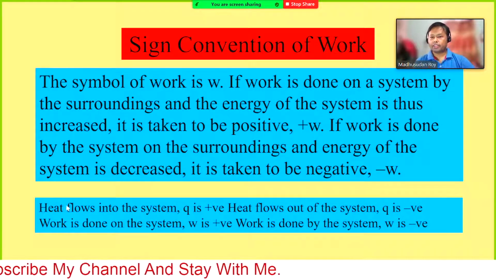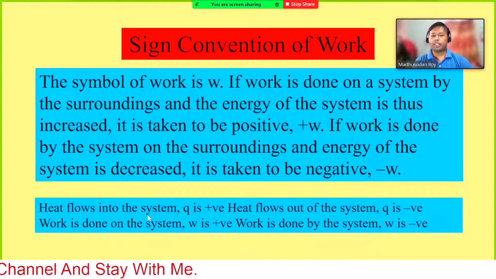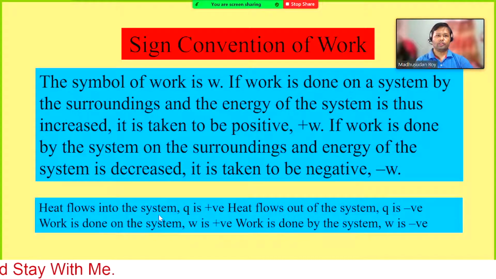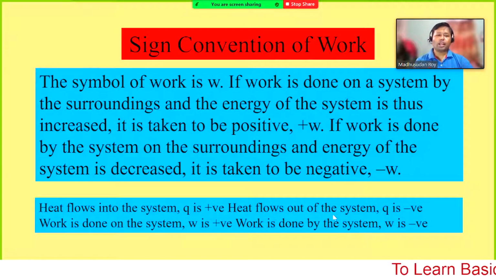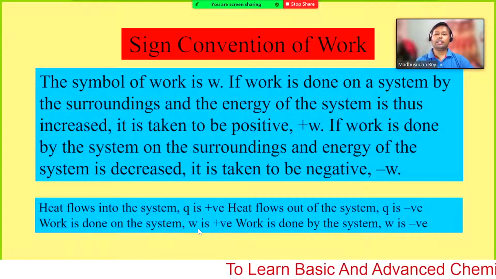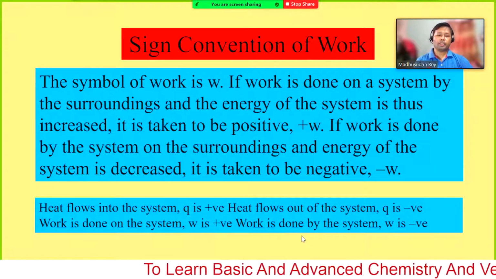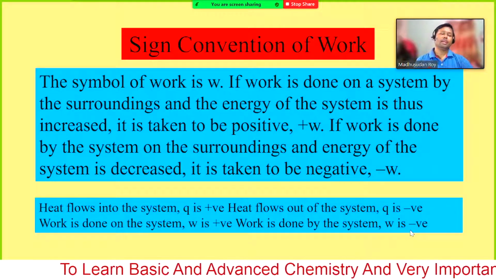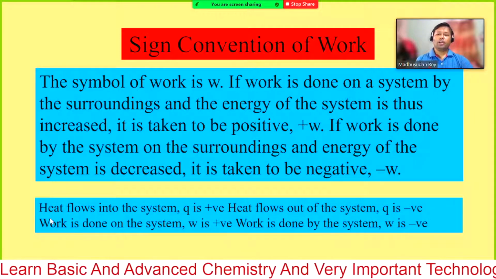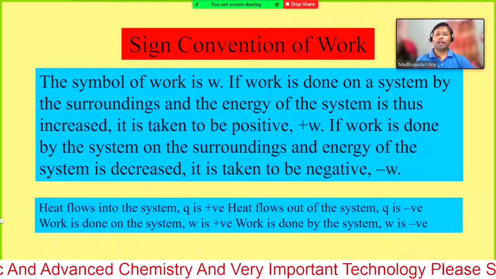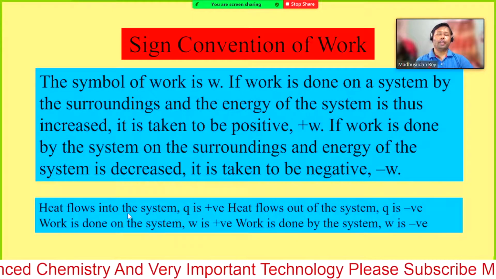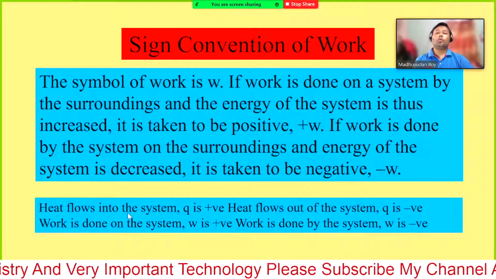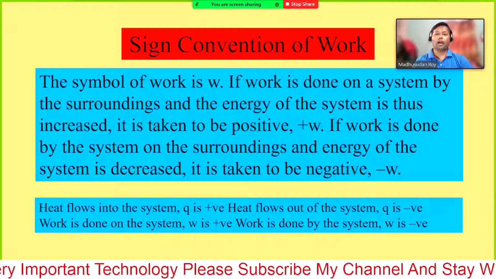Okay, just remember, heat flows into the system. As already mentioned in the previous slide, heat flows into the system, Q is positive. Heat flows out of the system, Q is negative. And work is done on the system, W is positive, and work is done by the system, W is negative. So remember these two statements, that will be enough to understand what would be the sign for the work or heat.